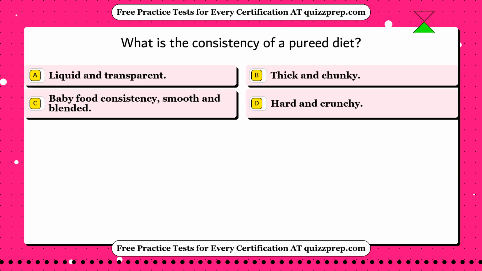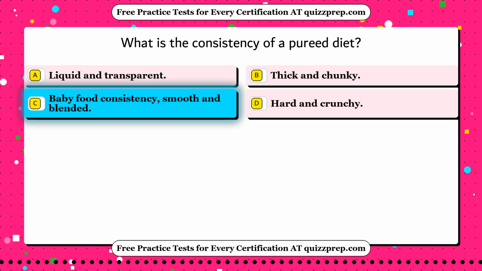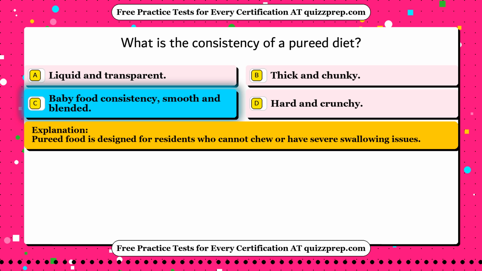Question 59. What is the consistency of a pureed diet? Option A, liquid and transparent. Option B, thick and chunky. Option C, baby food consistency, smooth and blended. Option D, hard and crunchy. The correct answer is option C, baby food consistency, smooth and blended. Pureed food is designed for residents who cannot chew or have severe swallowing issues.